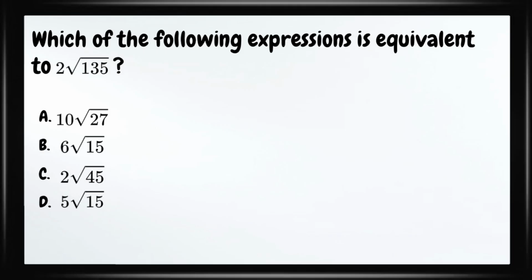So the first thing that we need to think of is that we have a 135 inside, and all that they're asking us to do is to simplify. So we have 2 square root of 135. We're going to focus first on the 135, what is inside of the square root, and figure out the prime factorization. So we're going to start with two numbers that multiply to give me 135. That'll be 27 times 5.